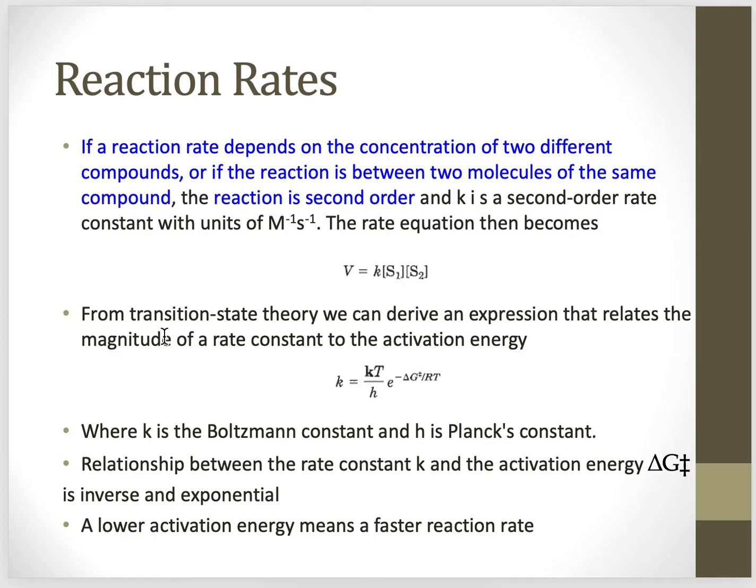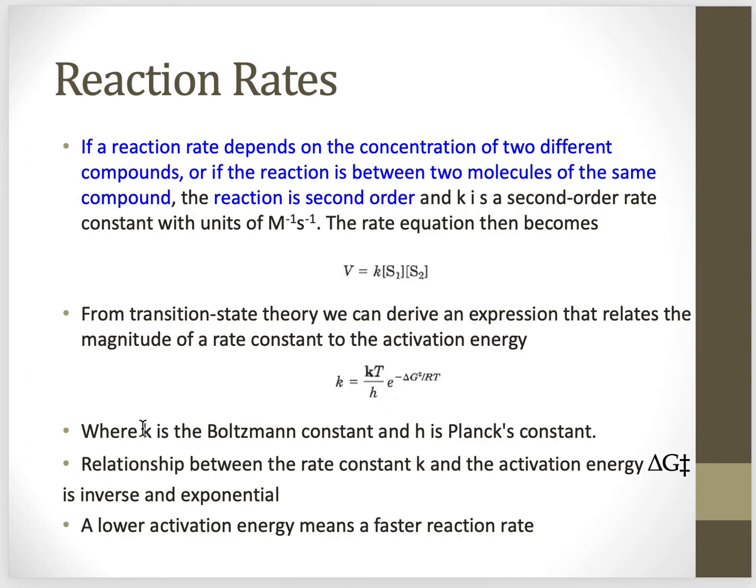So we already know about the transition state theory. From transition state theory, we can derive a reaction expression that relates the magnitude of a rate constant to the activation energy. That means with this equation, we can establish a relation between the rate constant and the activation energy. And the equation looks like this: k equal to kT divided by h, e to the power minus delta G by RT.